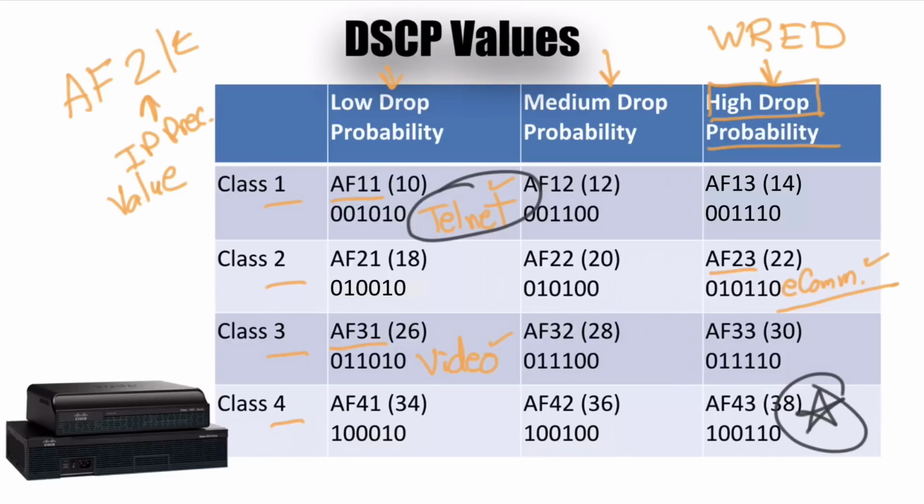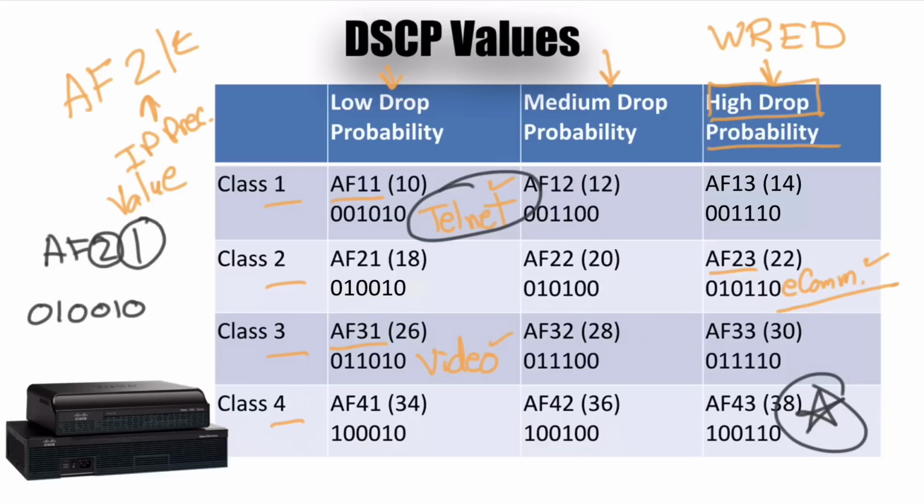Now, let's see how the binary works. AF21. If I say AF21, the 2 we said is the IP precedence equivalent value, so let's write that out. Those are 3 bits. A 2 represented in 3 bits is going to be 0, 1, 0. The next 2 bits dictate this value. If it's a 1, it's low drop probability. If it's a 2, it's medium drop probability. If it's a 3, it's high drop probability. Now, with 2 bits, we can represent a 1 as 0, 1. And we said for all of these IETF-defined per hop behaviors, the 6th bit is always going to be a 0. So we'll put a 0 right there.